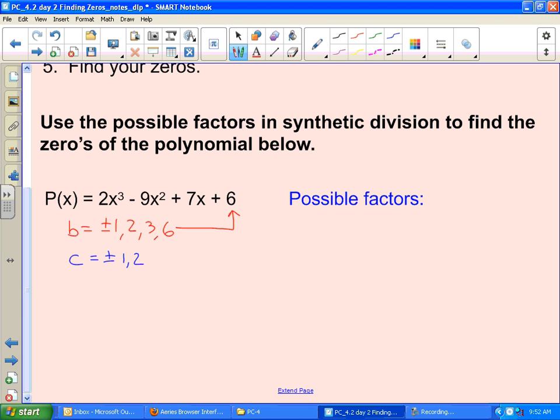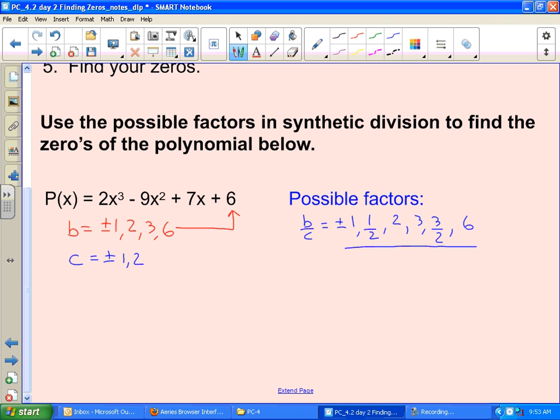And that's because this was the same problem where I had B's over C's. This is what I'm looking for. Plus or minus 1, 1 half, 2, 3 and 3 halves, and then 6. Again, all of those are plus or minus. So there I am. These are the ones I'm now going to test.